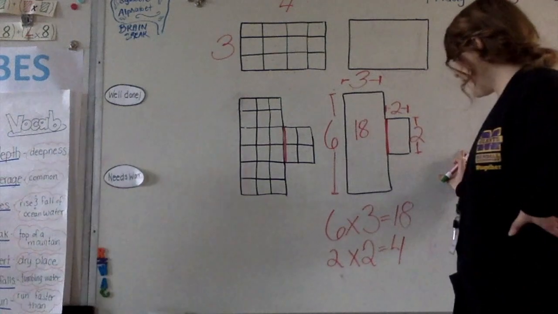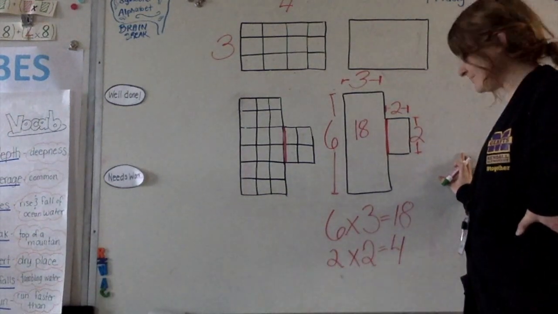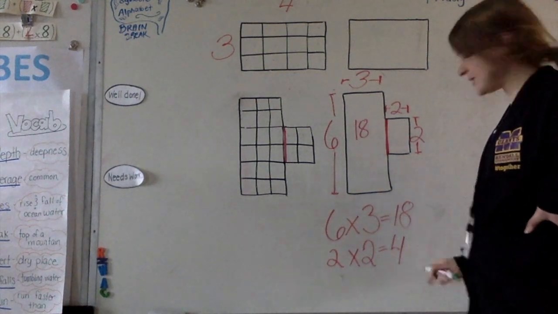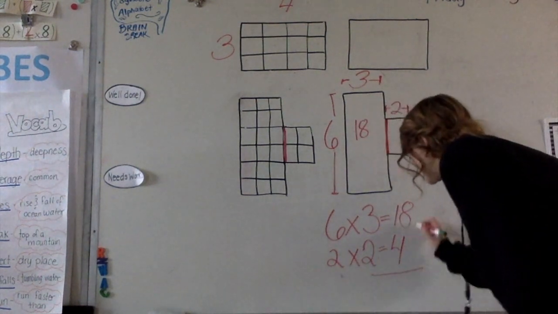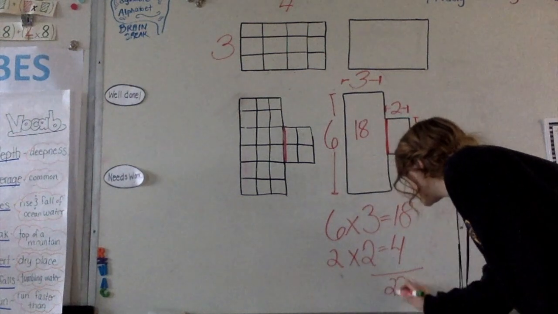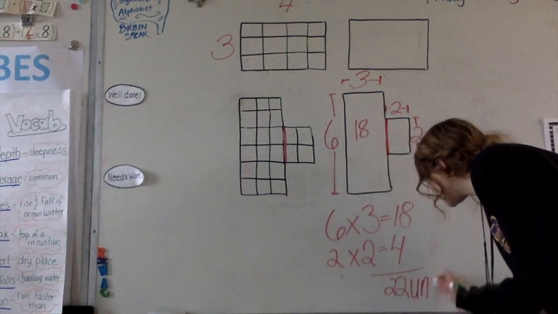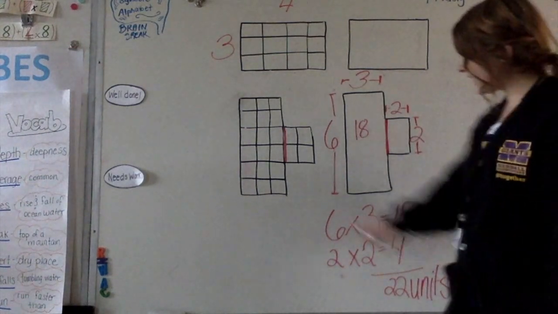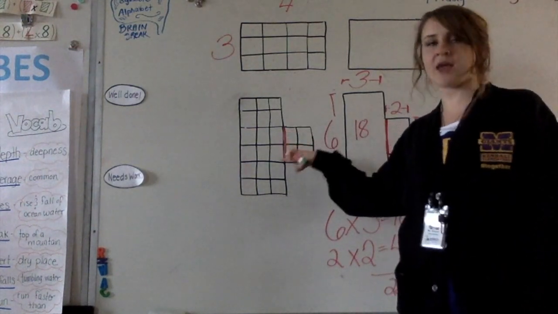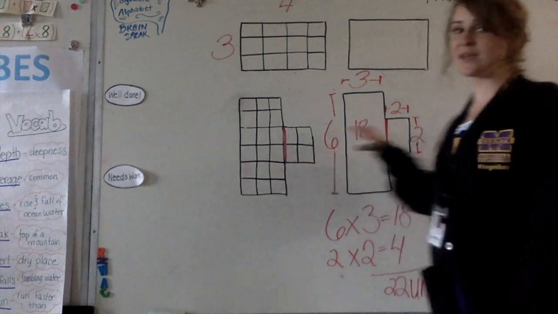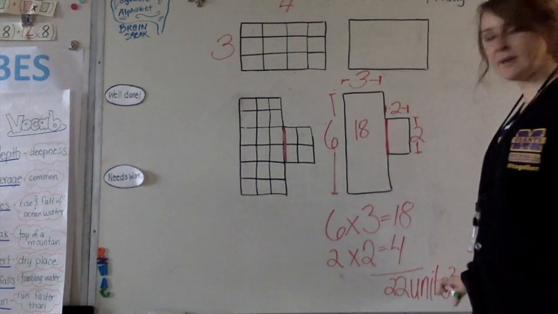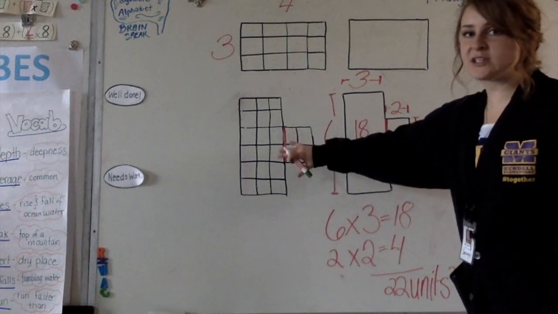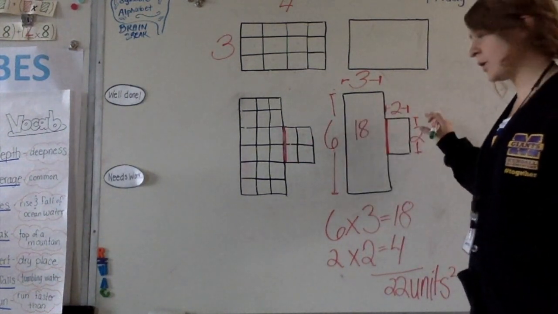We are not done. Wow. We are not done. We have to add these two things. So 18 plus 4 is 22 units squared. Look, that is the exact same thing I got over here when I could see the units, but over here I can't, but I still have the same answer. That shows me that what was going on behind the scenes is proving that you can do it without knowing what goes on behind the scenes.